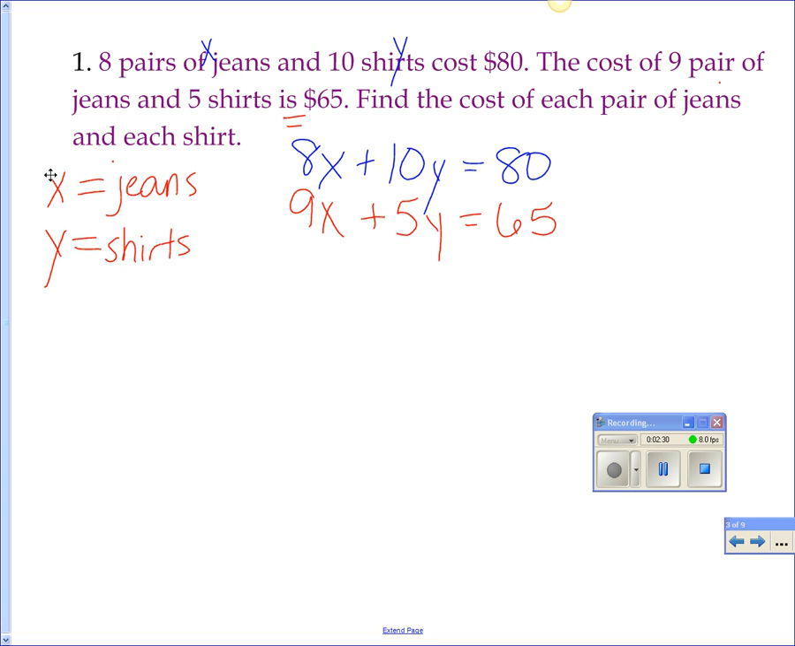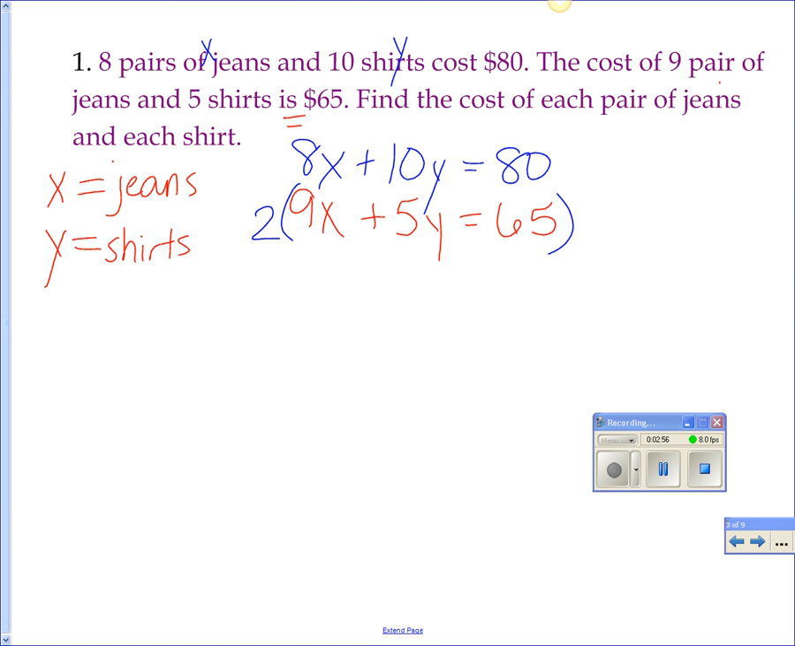Can I multiply the smaller number and get the bigger number? So 8 is smaller. Can you multiply 8 by something and get 9? 5 is smaller, so I go here next. Can I multiply 5 by something and get 10? 5 times 2. So I put parentheses around the bottom one, and I'm going to multiply it by 2.